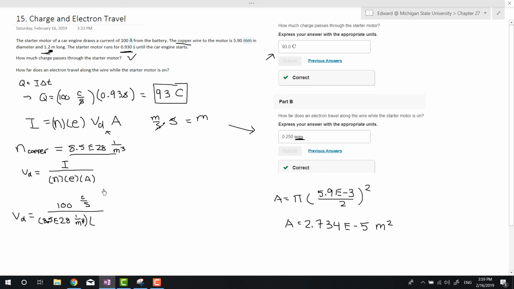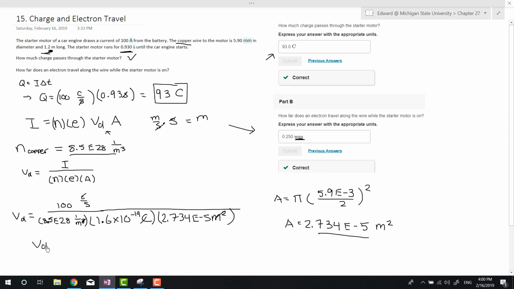Then we have e, which is 1.6 e to the negative 19. You're not going to have negative velocity, so I'm going to disregard all negative signs. It's probably a bad thing to do, but it's okay. Then A, which is what we found right here, 2.734 e to the negative 5 meters squared. Meters squared cancel with this cube, leaving 1 meter on the bottom, but that gets flipped because we're dividing, so meter goes to the top. Coulomb cancels coulomb, so we're left with meters per second.